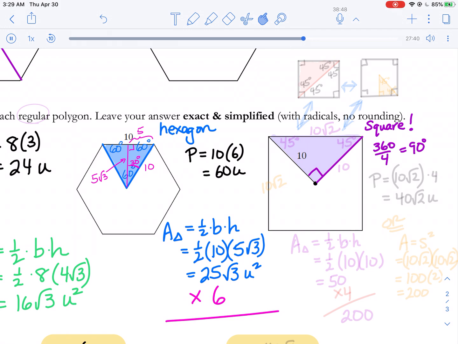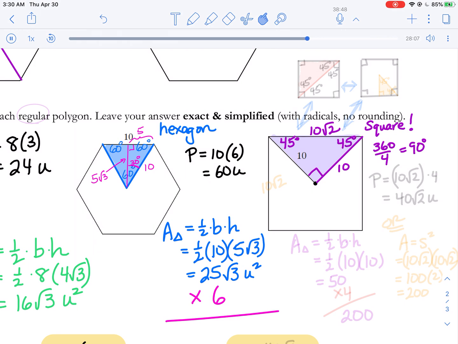Max, what is the side length? It's also 10. What kind of triangle is this? Yeah, it's a 45, 45, 90. So this would also be 10. How long will this side be? 10 root 2. Good. So every square, that's always going to happen. It's always going to form 45, 45, 90 triangles.